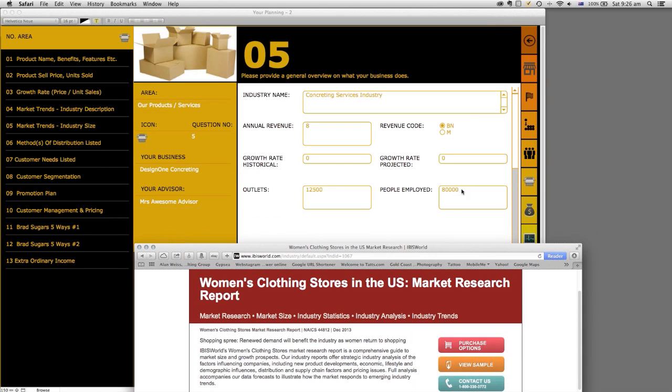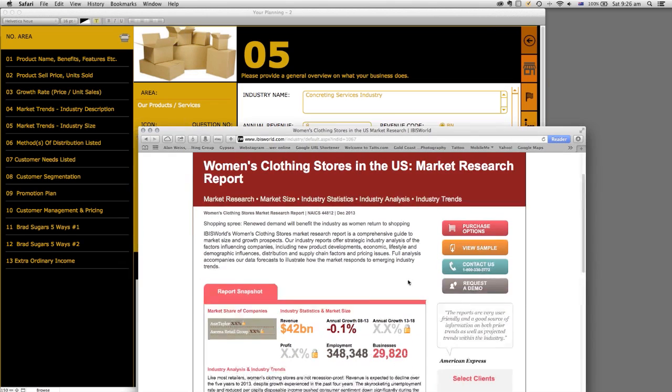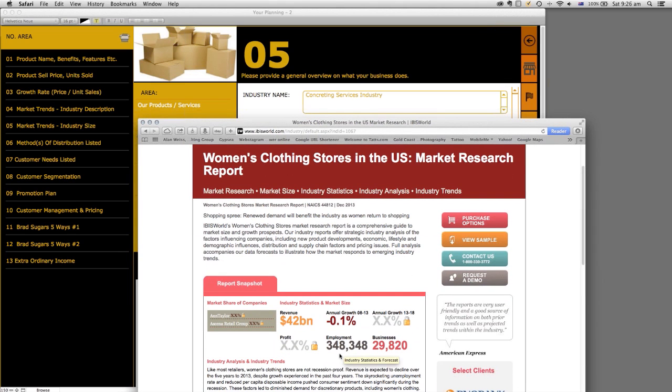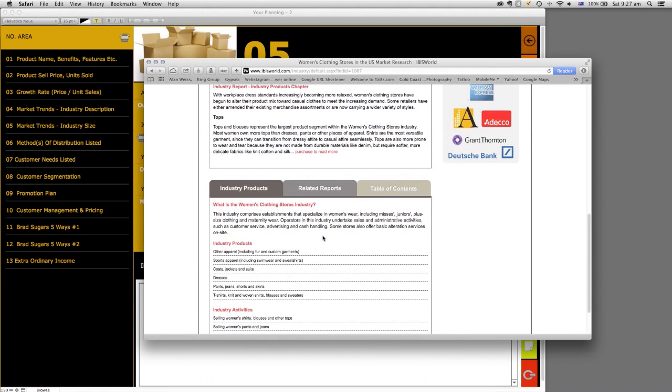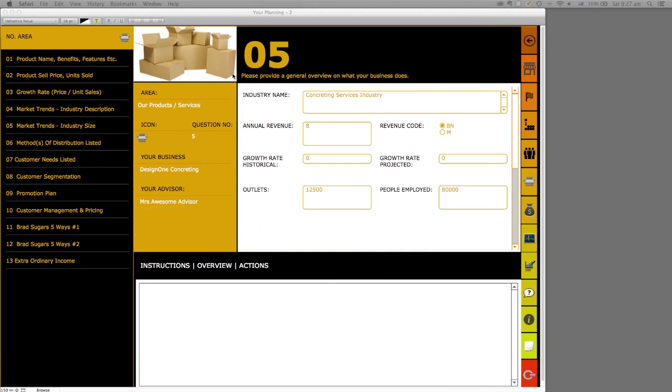People employed, you then put people employed, which is 348,348. Because it will do some calculations on some of these figures. The business plan in the background will do some calculations based on them. But everything's been taken from these 2 screens. So even though this looks like a nightmare question, it's already done for you pretty much.